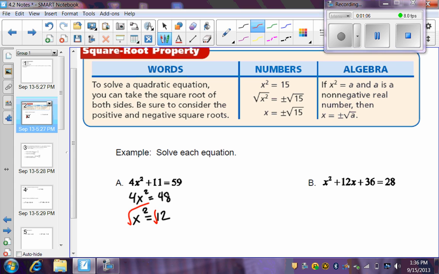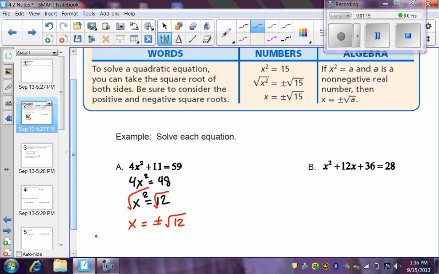So now we have to take the square root of both sides. When we take the square root of 12, we have x equals plus or minus the square root of 12. However, before you say that as your answer, you need to make sure that your radicals can't be simplified. Well, this one can be because 12 is 4 times 3. So our final answer would be x equals plus or minus 2 radical 3.